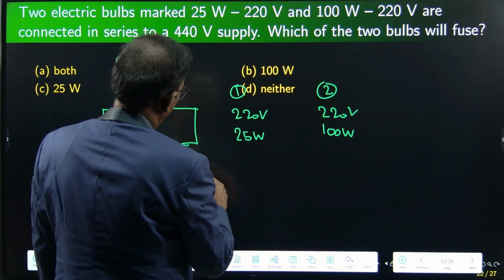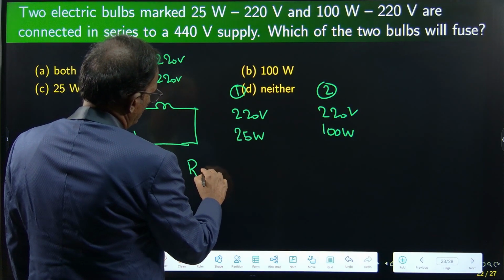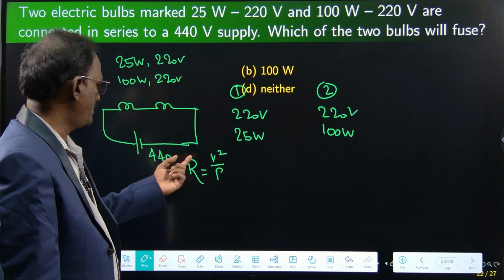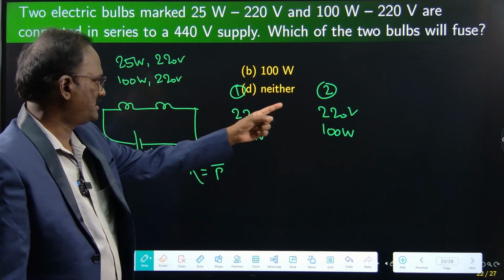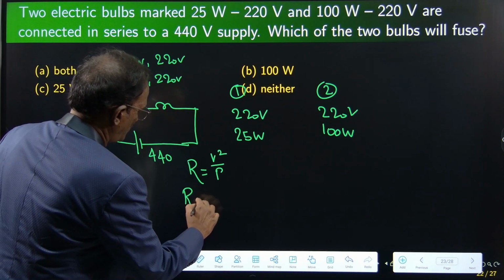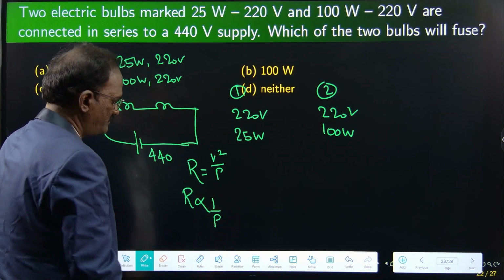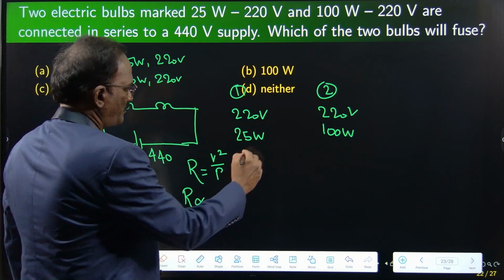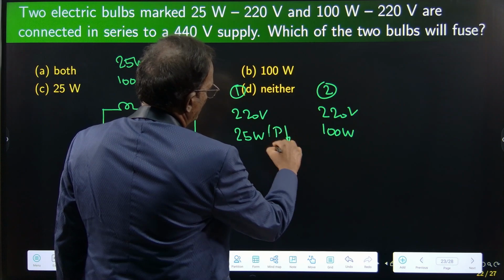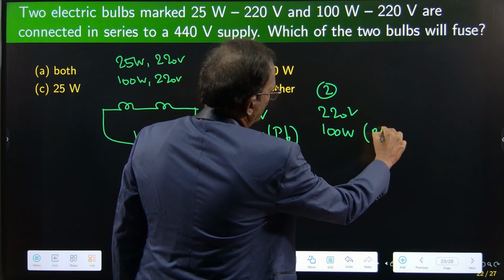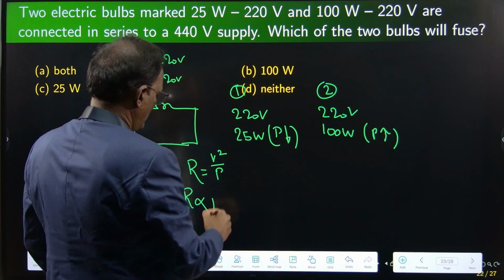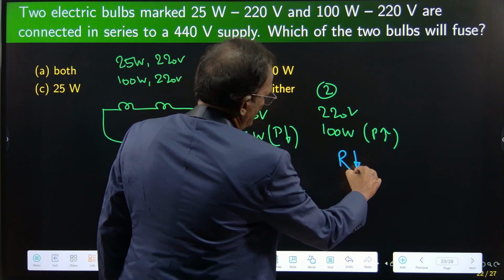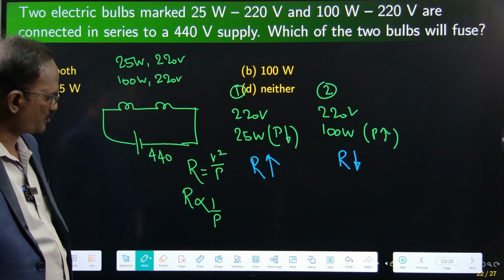For that, R is equal to V square by P. This relationship will give us the R value. Voltage is common, so R is inversely proportional to P. Here the power value is low, here the power value is high. So the R value will be more here, and the R value will be less here. R is inversely proportional to P.